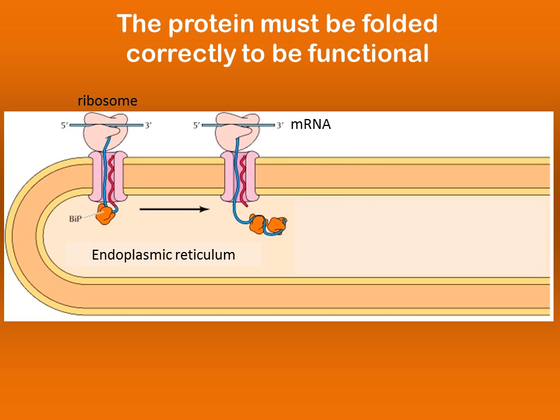Now, a functional protein is more than just a string of amino acids. It has to be folded correctly to be functional. And that's where the endoplasmic reticulum enters the story. So here in this diagram we see that the ribosome is this sort of pink blob here, and we see the messenger RNA is being held between the small and the large subunit like we've seen so far. And what we're seeing in this diagram is the ribosome being associated with the membrane of the endoplasmic reticulum.